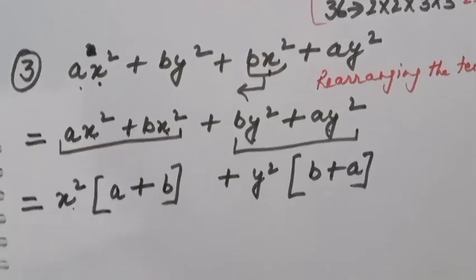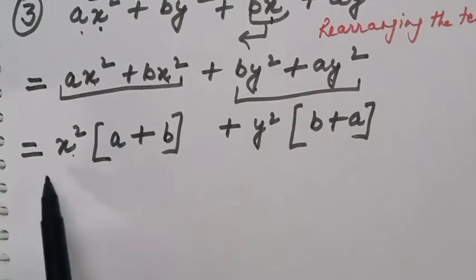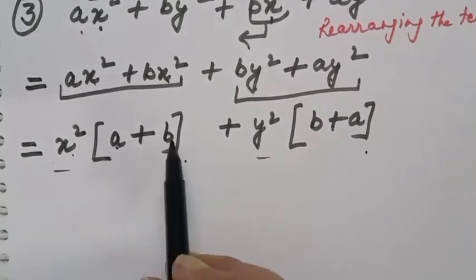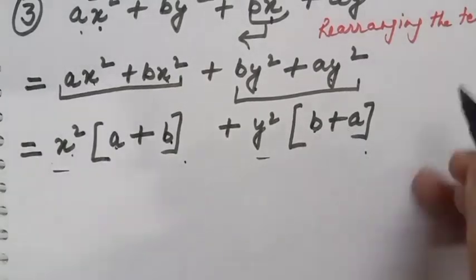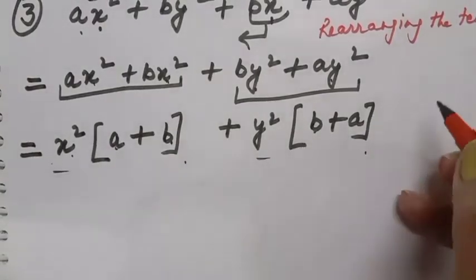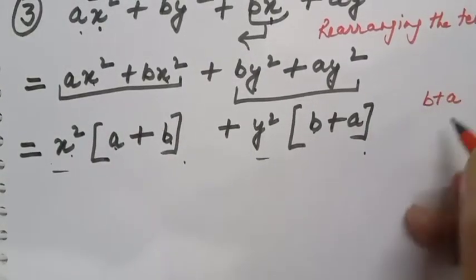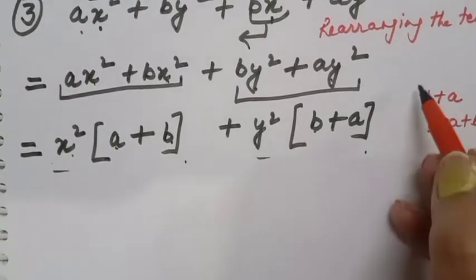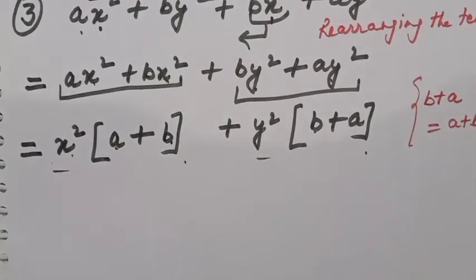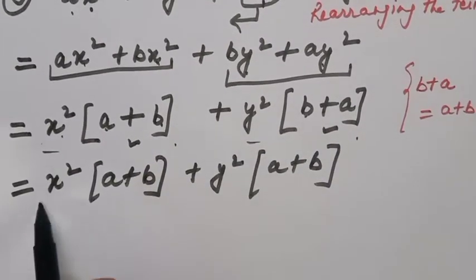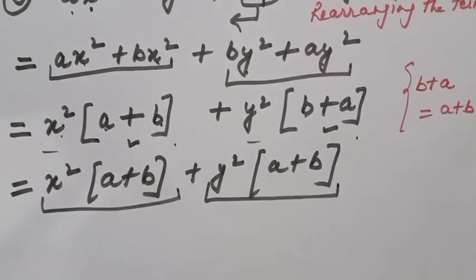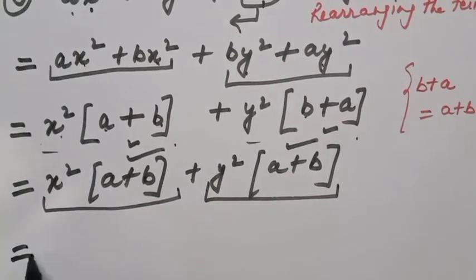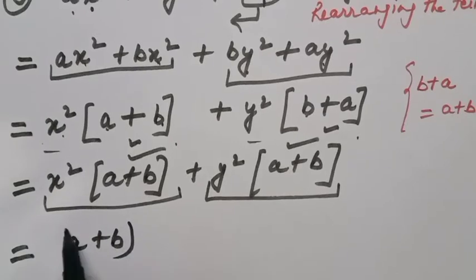Fine. Now when we observe these 2 terms, out of these 2 terms, A plus B or B plus A, B plus A can be written as A plus B because of the commutative property, we can rearrange the terms. Now we can see we have these 2 groups. Out of these 2 groups, we have A plus B common. So we will take A plus B as a common factor.